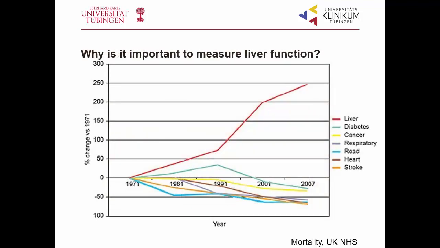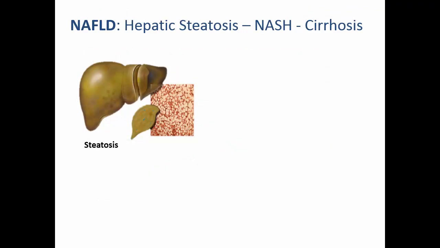Why would we want to measure liver function? Mortality is rising for liver-associated diseases. And if you think of the liver, it is a central organ and does not only give rise to primary tumors or metastasis, it's also central in the metabolic syndrome.